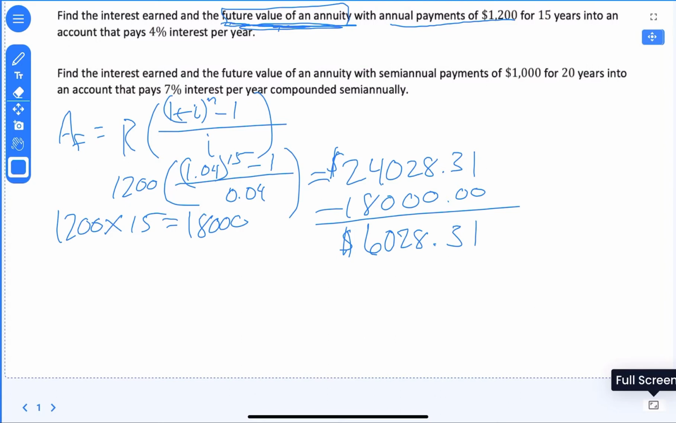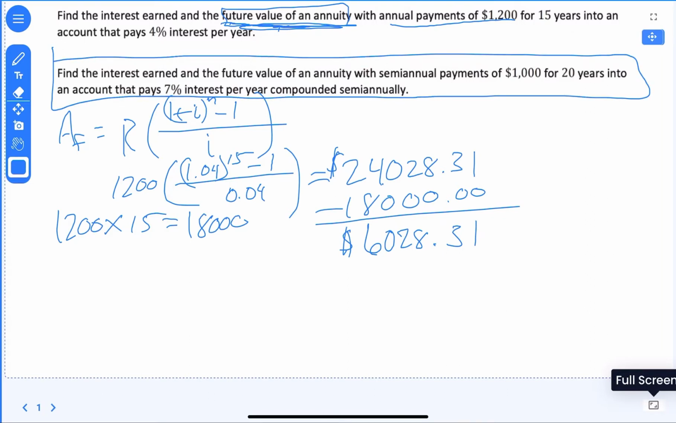All right, so you should be able to do almost the exact same thing here. The difference with this is what? Find the interest earned and the future value with a semi-annual payment. So what does semi mean? Every 6 months, you're making a $1,000 payment. You should be able to do that. Same thing as we did right here.